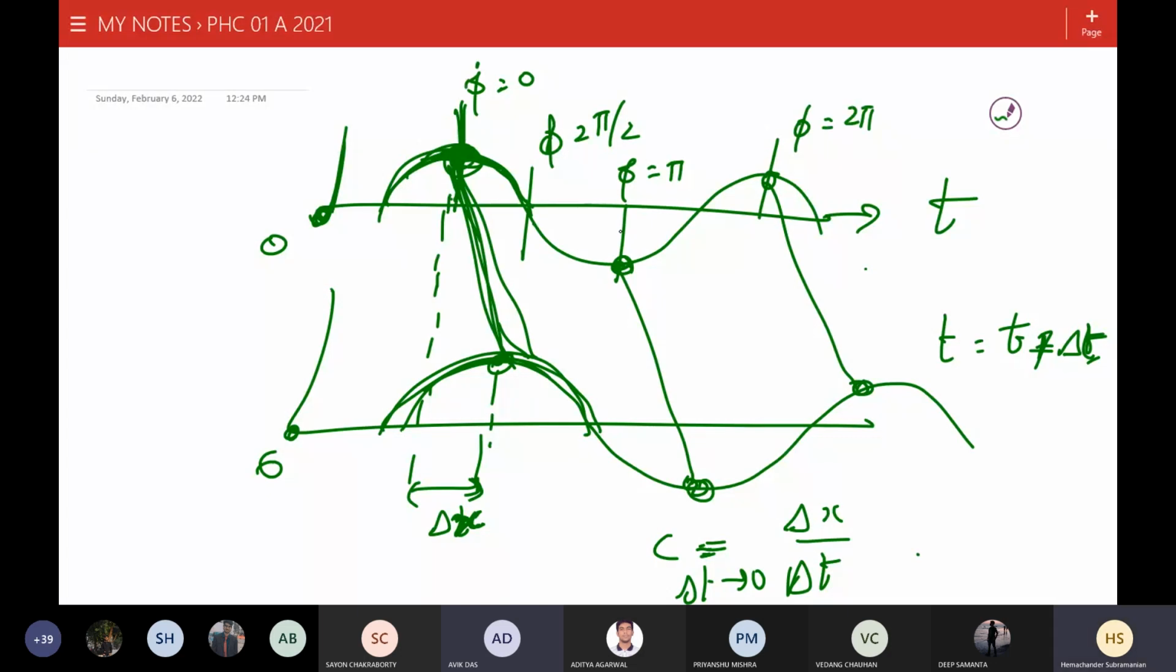So the phase moves at a certain velocity. The phase phi equals 0 moves at a certain velocity. You can take phi equals 0, or phi equals pi by 2, phi equals pi, whatever phase you choose, you follow that phase through space. How fast that phase is moving, that is your wave's velocity. Am I right? Yes, sir.